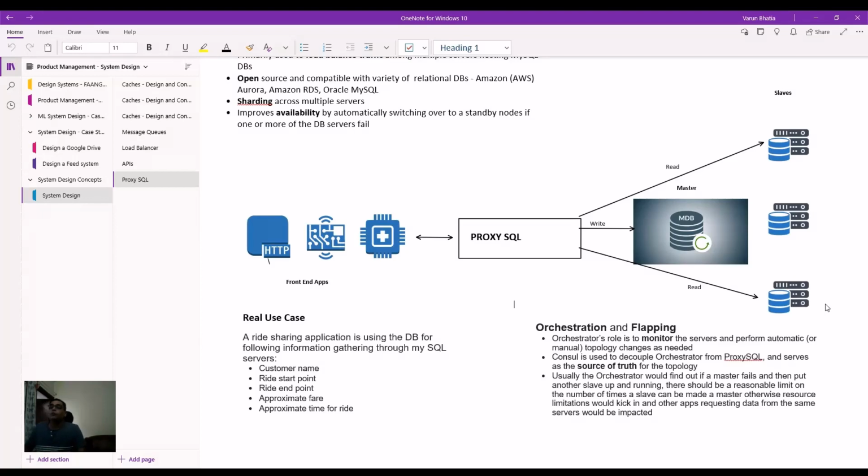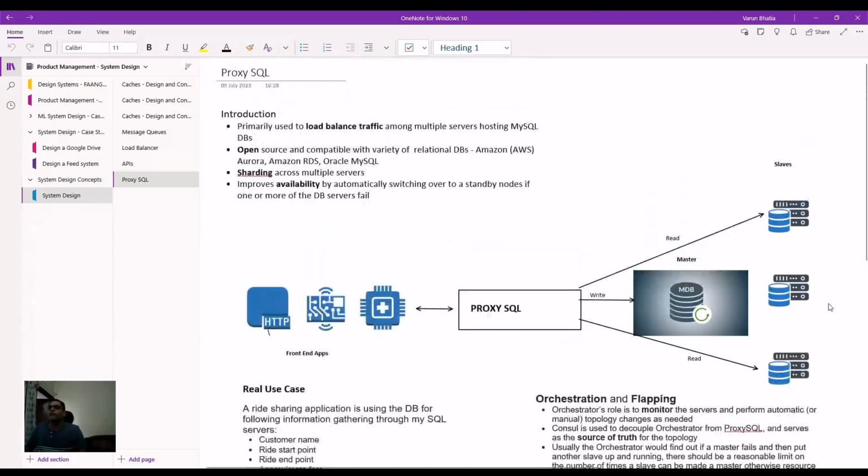So I hope this was useful. Feel free to leave comments. This was a very short concept related to relational databases. If you are using relational databases in your system design, you can also talk about Proxy SQL to do load balancing.